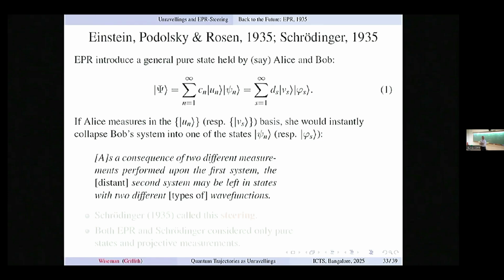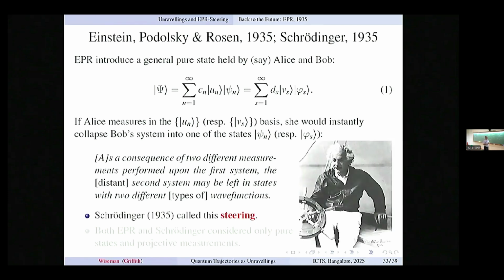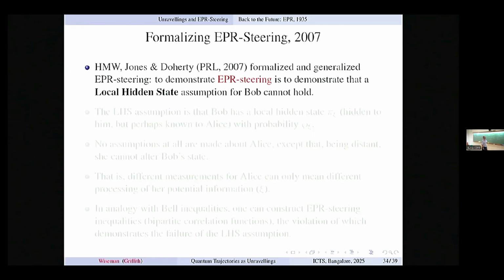And hopefully you're already seeing the connection. So Schrödinger, in the same year, published a paper where he called this phenomenon steering. But there's Einstein doing the steering. And for both of them, they only considered pure states and projective measurements. So that's how this phenomenon was written.